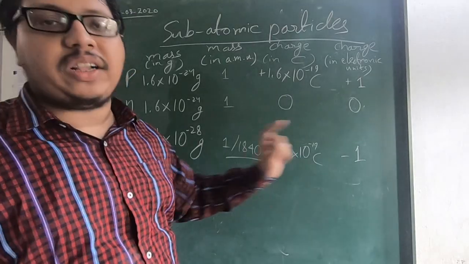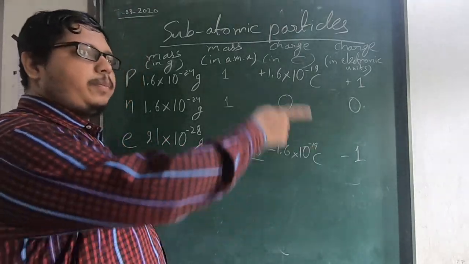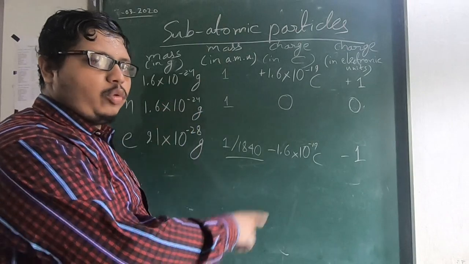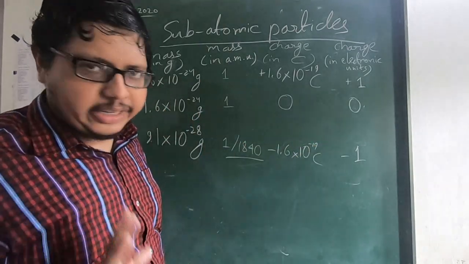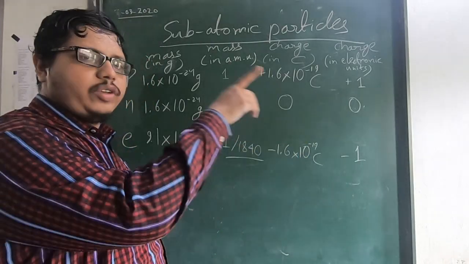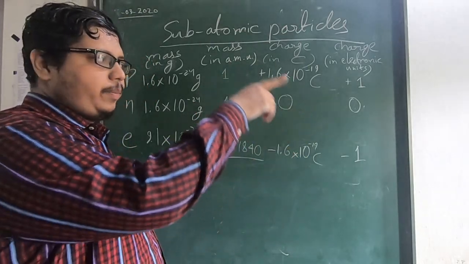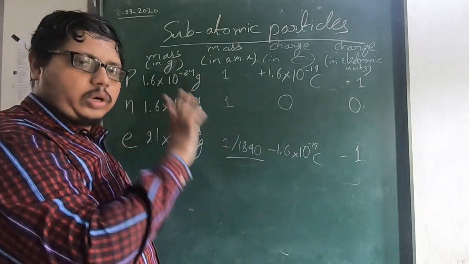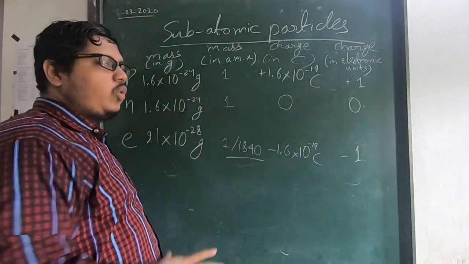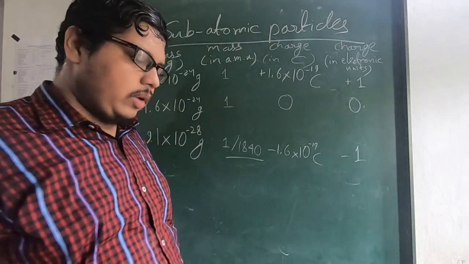And outside in the shells, in the orbits, the imaginary paths in which the electrons are moving, the electrons are having what charge? Negative charge. So negative charge electrons are moving in the shells, the imaginary paths in which they are moving around the nucleus. Fine? So this is what we know about the subatomic particles.